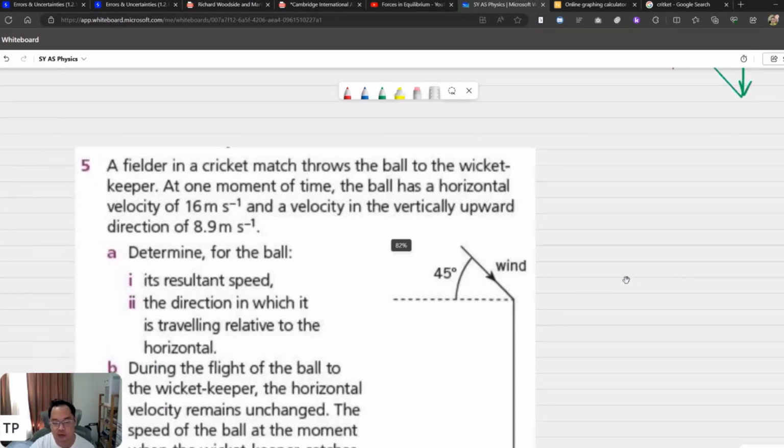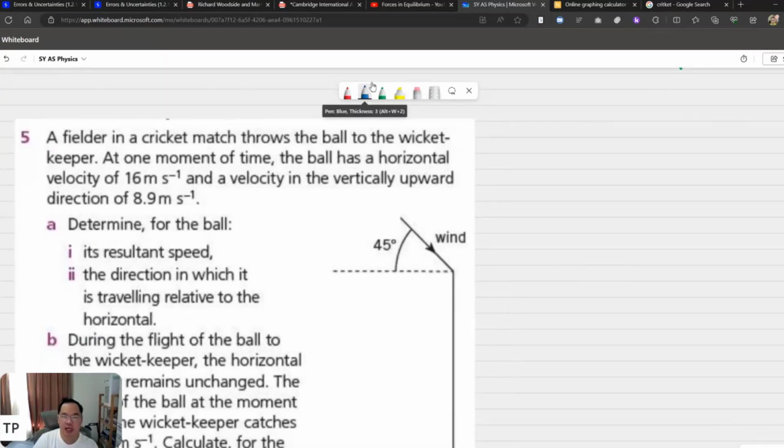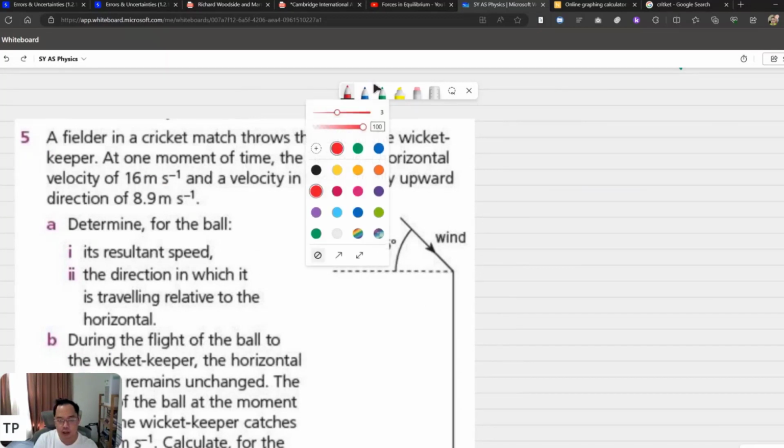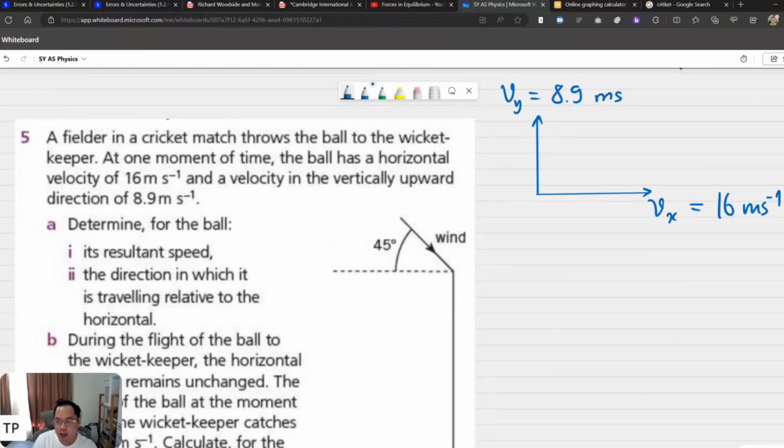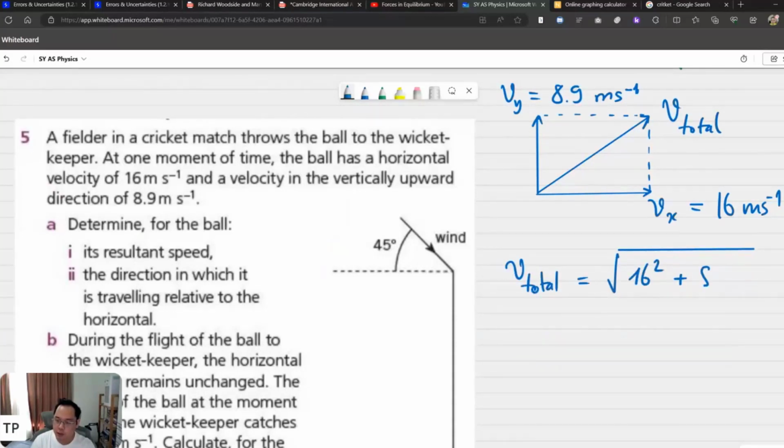Basically, the question gives the two components, and you simply need to add them. One component is horizontal, vx, 16 meters per second, and the vertical component is vy, 8.9 meters per second. Adding them using the Pythagorean theorem, v total is the root of 16 squared plus 8.9 squared. Rounded to two significant figures, 18. It makes sense, it must be greater than 16. 18 meters per second.